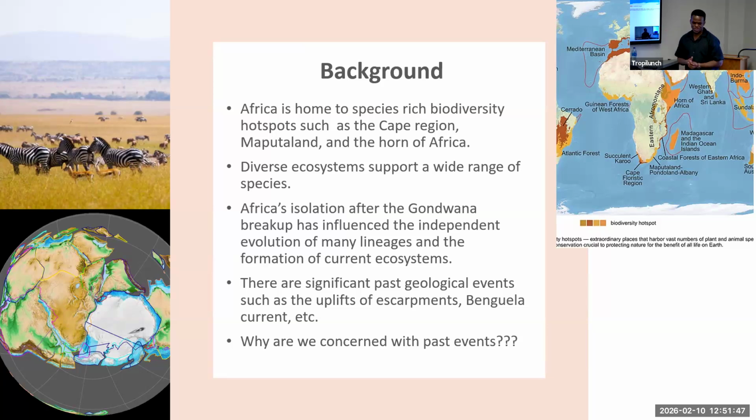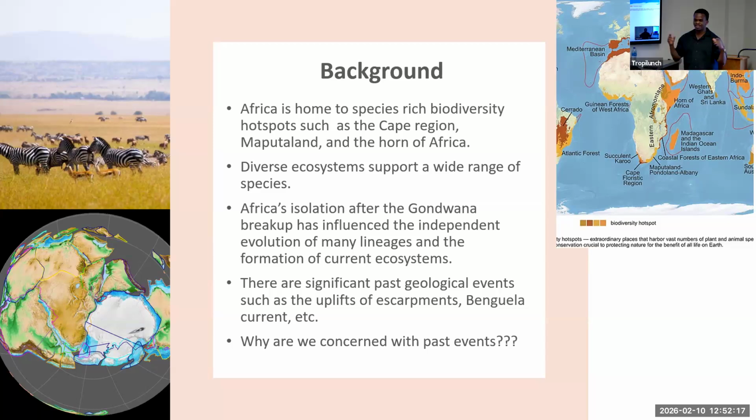Then there's the Horn of Africa in East Africa, and there's also the one in Western Africa, along the Cameroon volcanic line. We assume this rich biodiversity was caused by the break-up of Gondwanaland, because I think you are familiar with the phenomenon that about 100 million years ago, South America, Africa, and Asia were together as one continent called the Gondwana supercontinent.